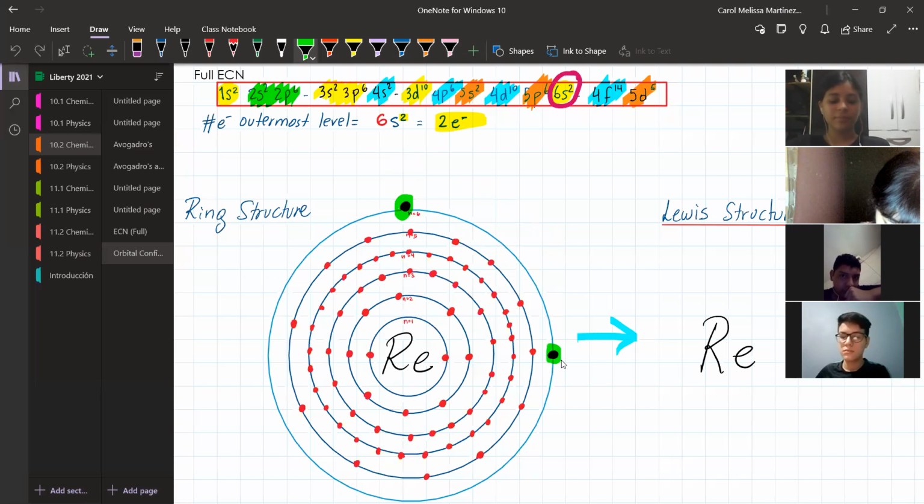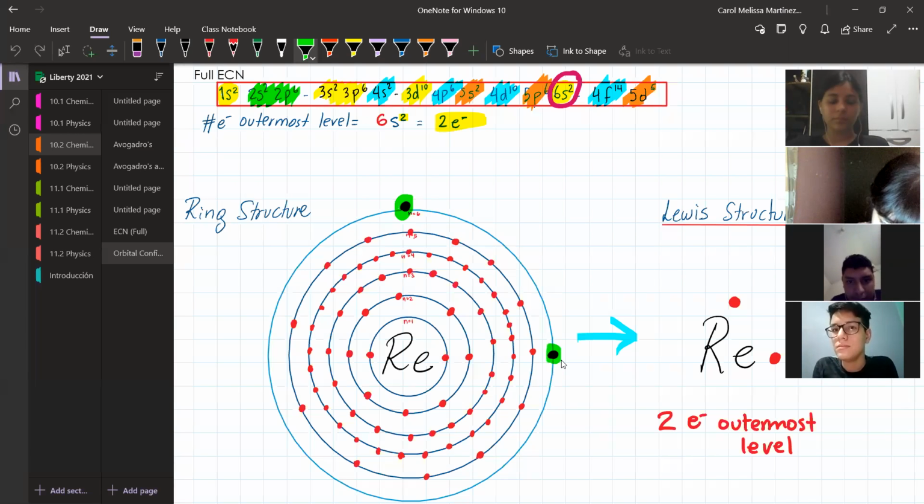What matters the most is that you visualize the dots. Those two dots represent the electrons in the outermost level. Because you have two dots, you have two electrons. And that is it. That's the Lewis structure.